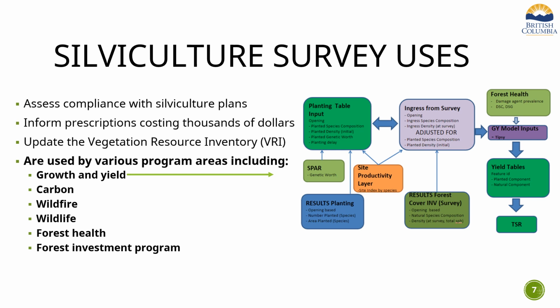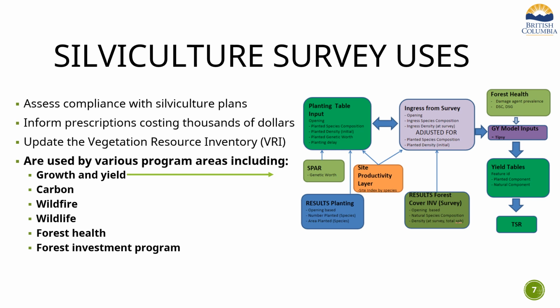Many different program areas like forest health, carbon, wildfire, wildlife, they all rely on the VRI. On top of that, your collected inventory labels are used in conjunction with planting information to initialize growth and yield models to project our stands forward into the future.